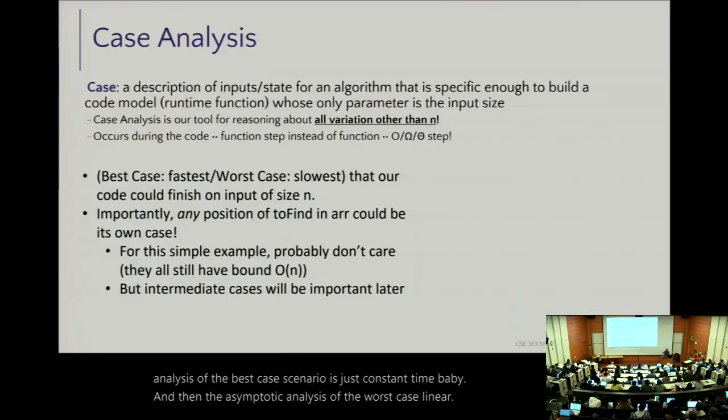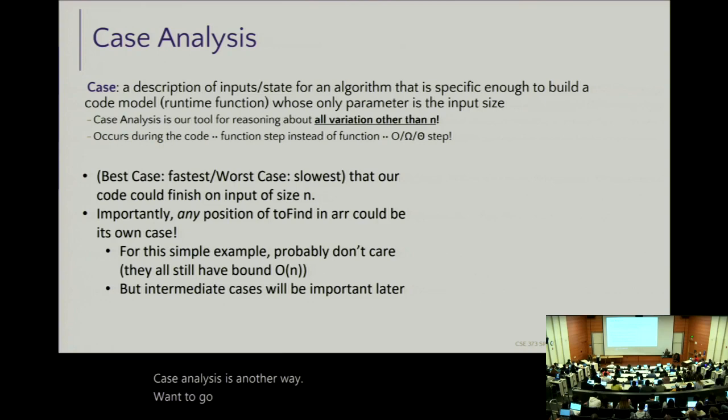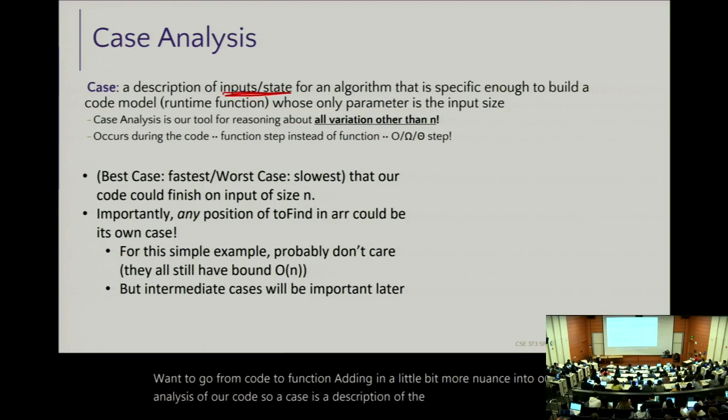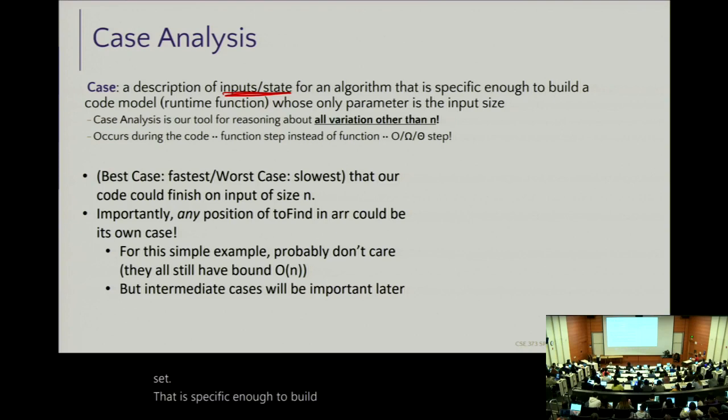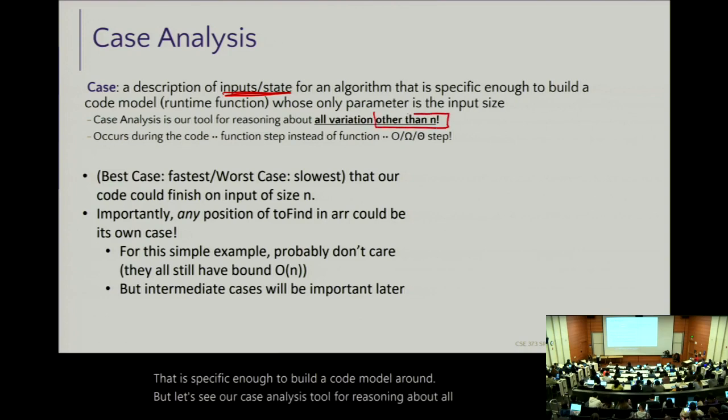So, case analysis is another way to go from code to function, adding in a little bit more nuance into our analysis of our code. So a case is a description of the input slash state of the data set that is specific enough to build a code model around. Let's see. Our case analysis is a tool for reasoning about all variations other than n.